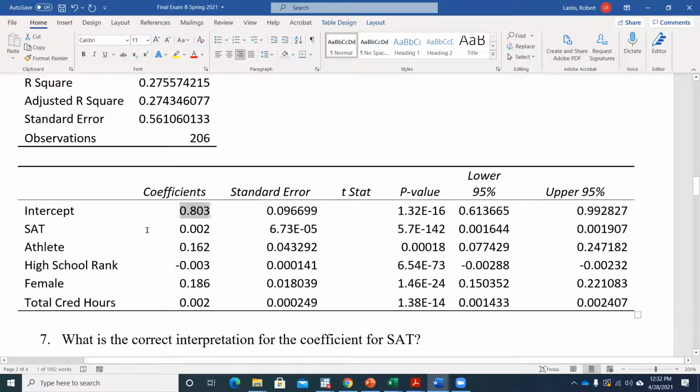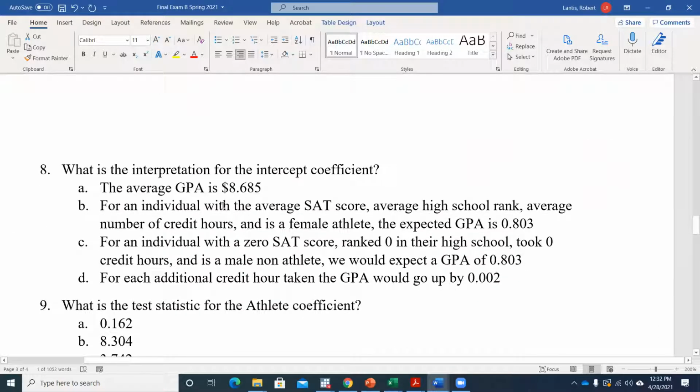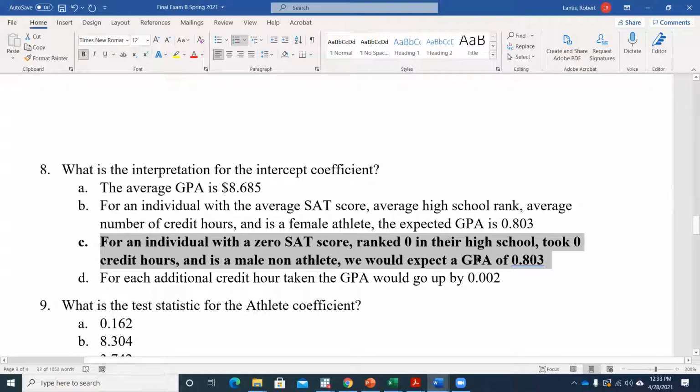So with all these variables equal to 0, the predicted GPA would be 0.8. So we're looking for something that matches that, not an individual with the averages, but the individual with 0 SAT score, ranked 0 in their high school, everything 0, then the expected GPA is 0.803. So that was our interpretation. This interpretation is a little bit goofy. I think I've shown you a couple times why, but that is the way in which we interpret it. It's our starting point. Then as things move away from 0, we come up with different predictions.